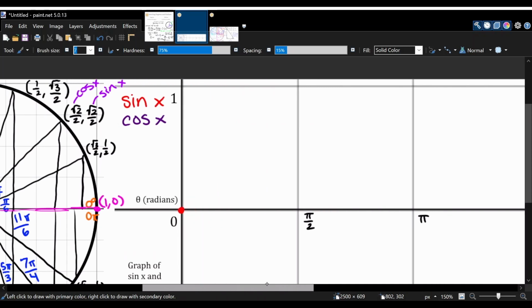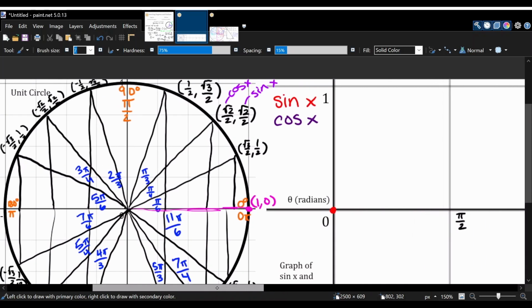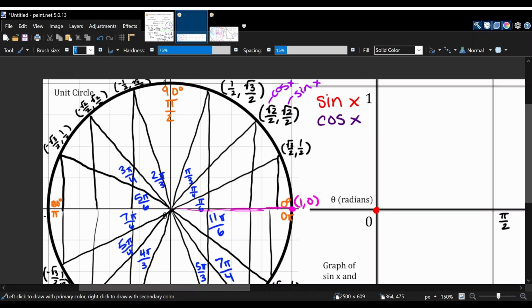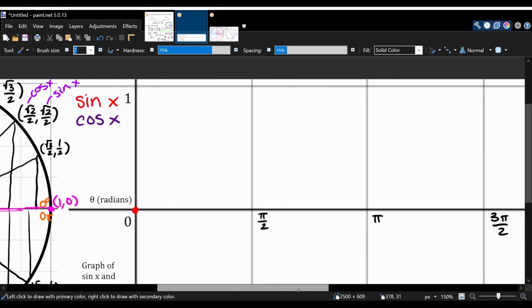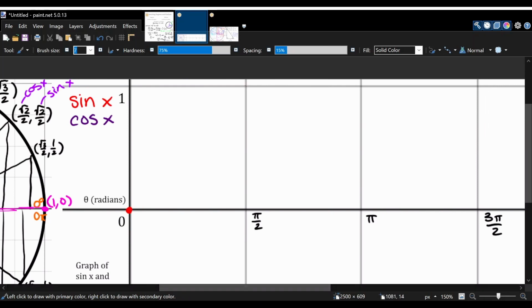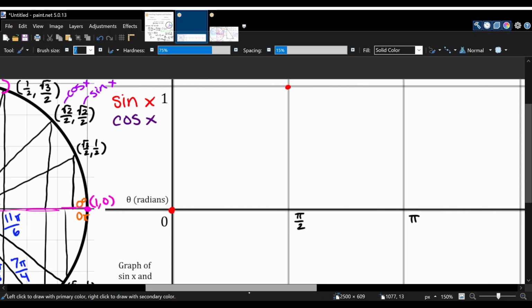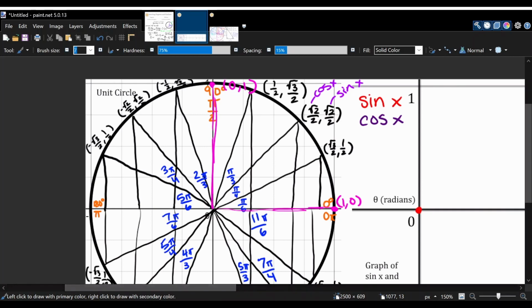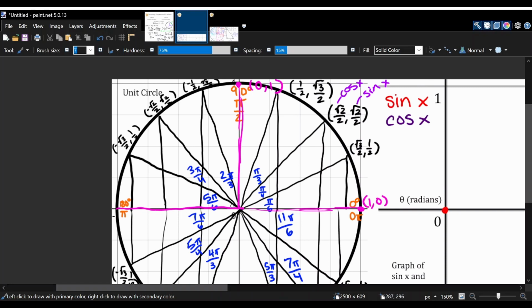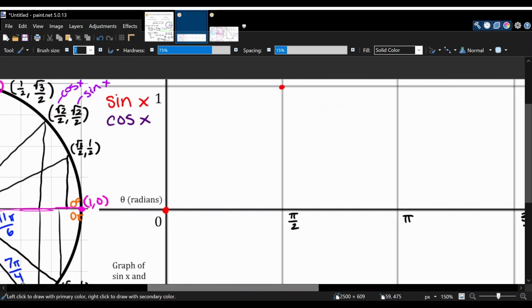And then I'm just going to go to pi over 2 first, and that's 90 degrees. It's 90 degrees right here. And that point is 0, 1, so I'm going to put the 1 right there. Now, let's go to pi. Here. Pi. And the point where it intersects with the unit circle is -1, 0. So it's going to go back down to 0.